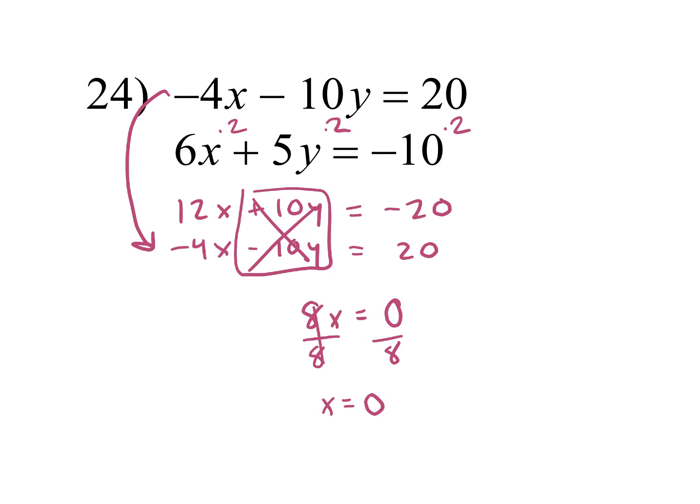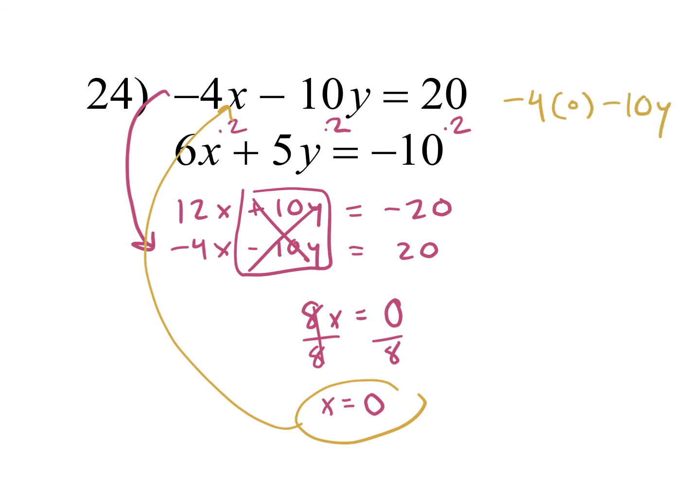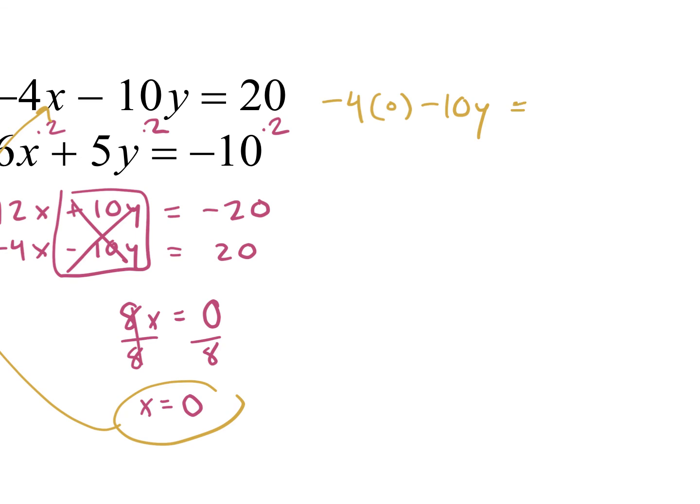How do I solve for y? I use the first one. Okay, we can plug it into the first one. So I have negative 4 times 0 minus 10y equals 20. So it's negative 4 times 0? 0. Minus 10y equals 20. So that 0 you really don't even need because it's just 0. So negative 10y equals 20.